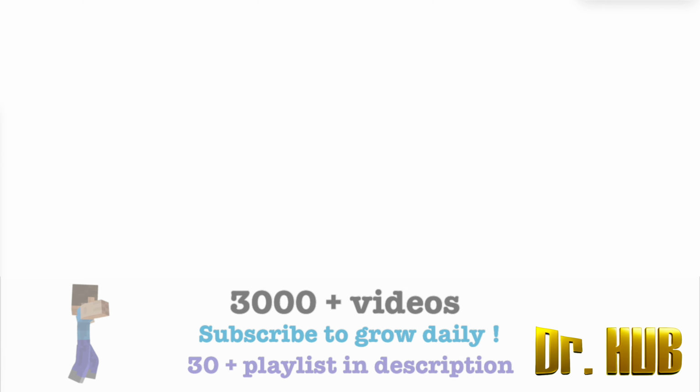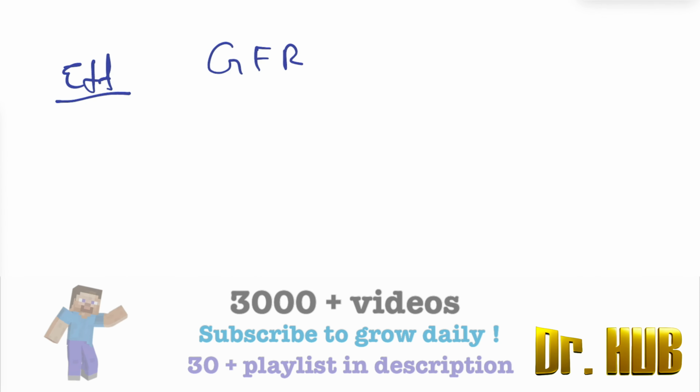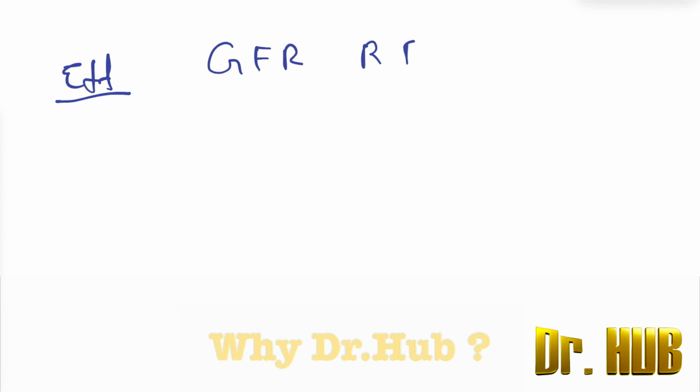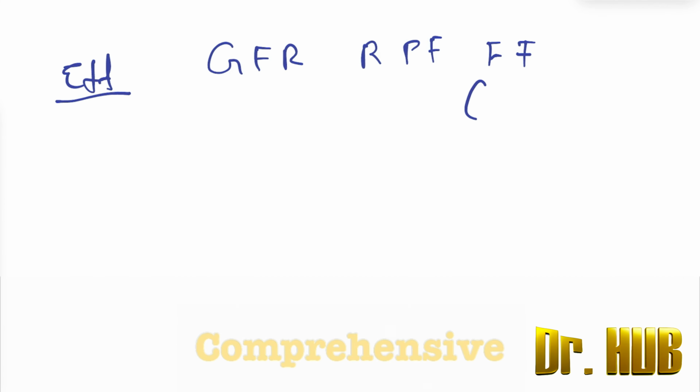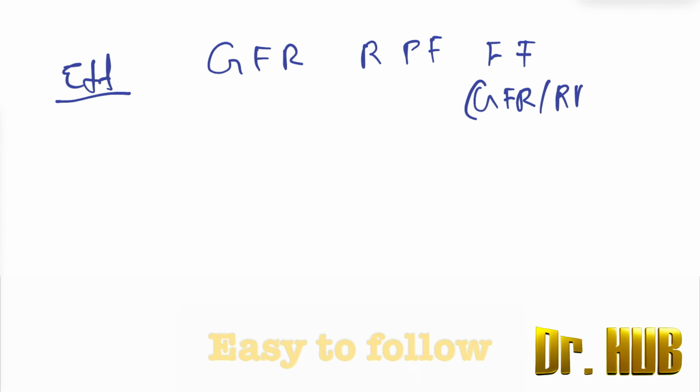So to begin with, we will list out the categories we are going to discuss. First column will be the effect. Then we are going to look at the GFR of it and the RPF, followed by the FF. That is the filtration fraction. It is nothing but the GFR divided by the RPF.